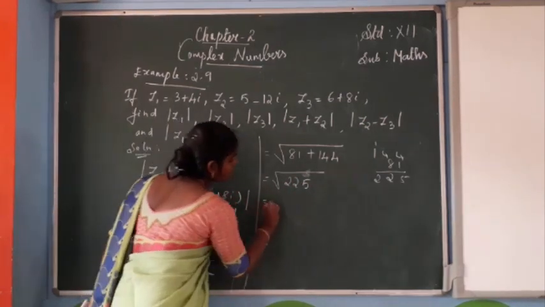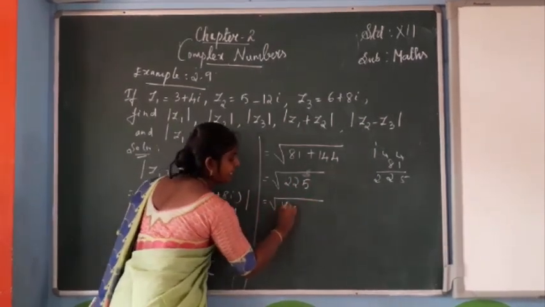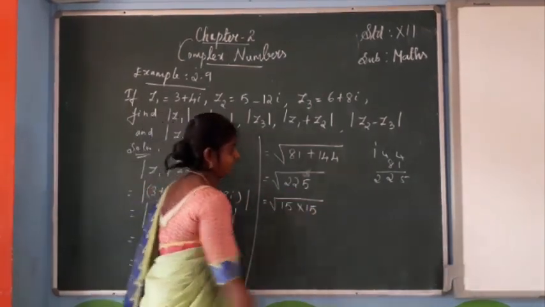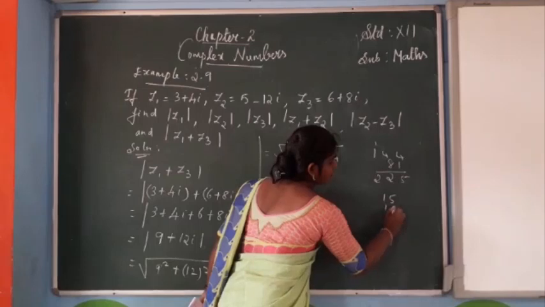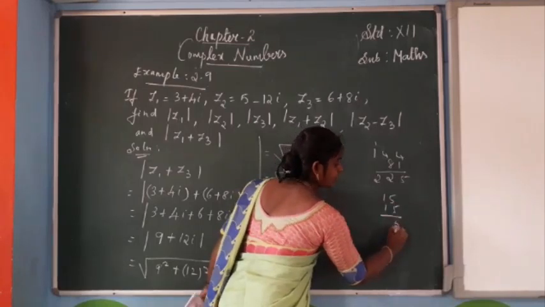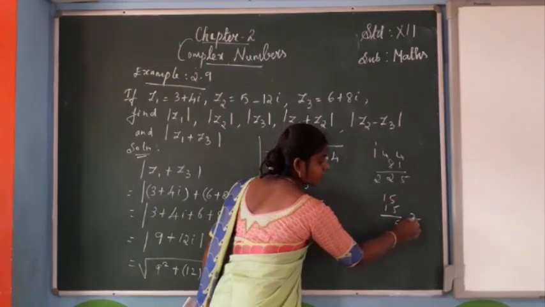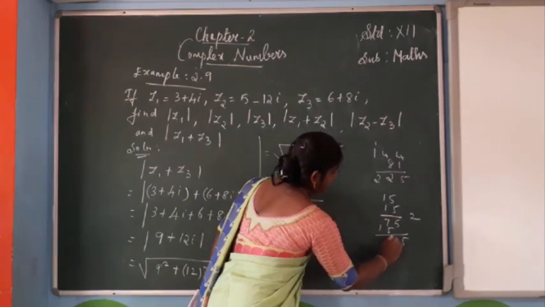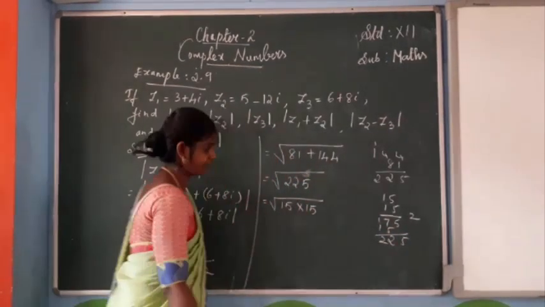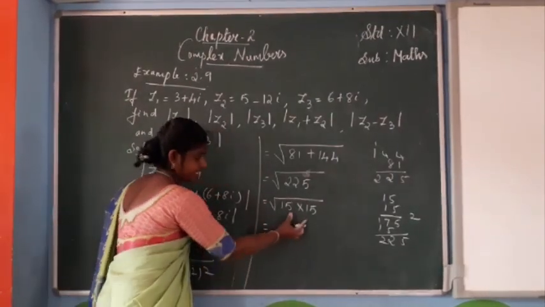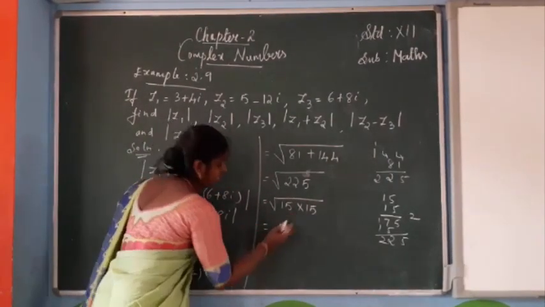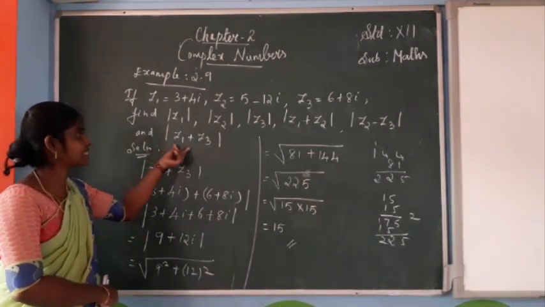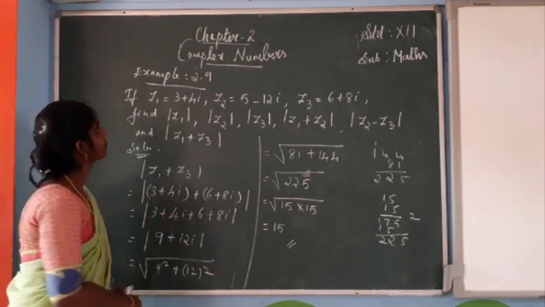That's equal to root of 15 into 15. So 15 into 15 the value is 225. We can calculate 15 into 15: 5 5s are 25, so 5 and carry 2, 7, 5, 1, so 225. That's equal to, we can take 15 outside. So 15. This is the answer for modulus Z1 plus Z3.